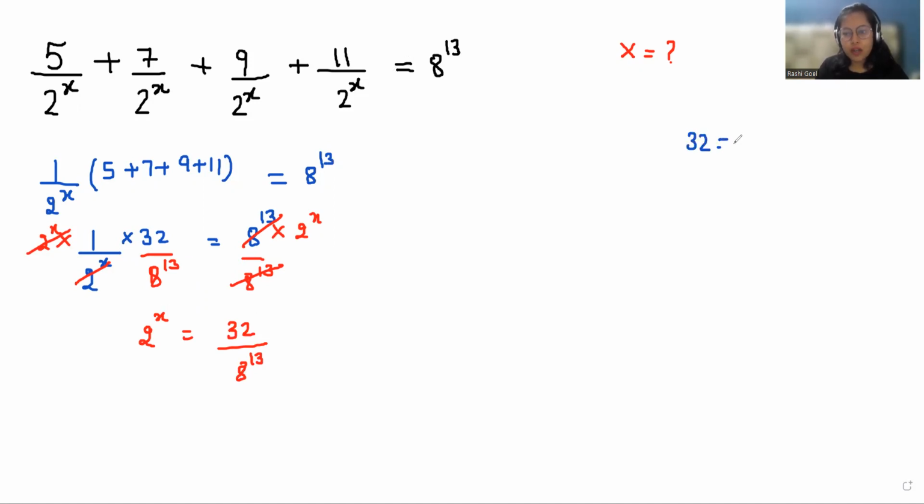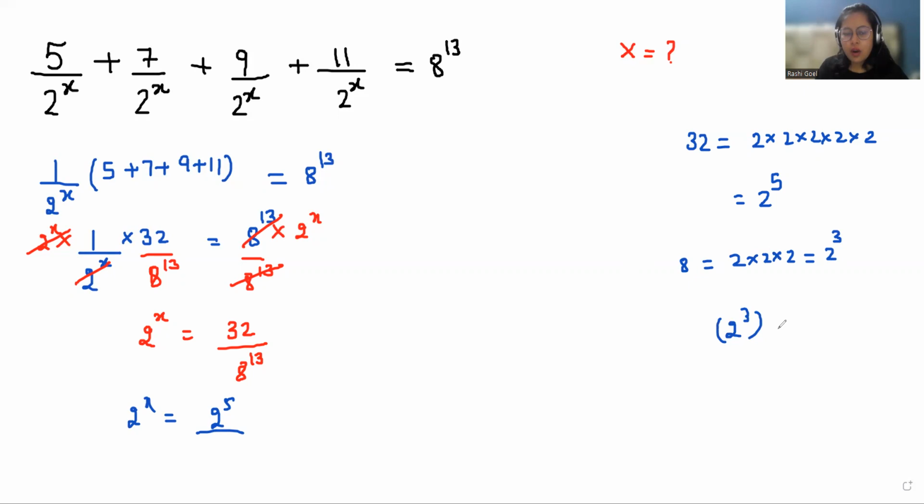Now 32 we can write as 2 times 2 times 2 times 2 times 2, that is 2^5. So 2^x is equal to 2^5 divided by 8. We can write 8 as 2 times 2 times 2, that is 2^3. So here (2^3) whole power 13. According to the exponent rule, (x^m)^n we can write as x^(mn). So 2^3 times 13 is 39.